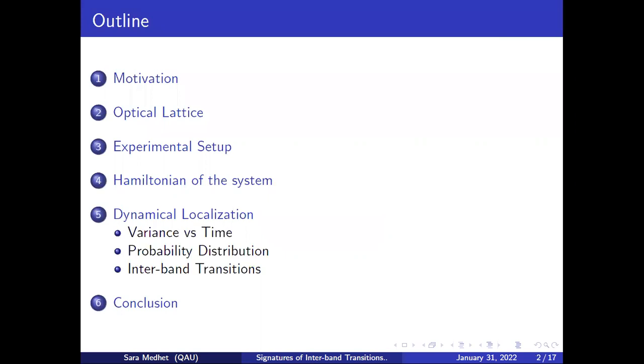Here is the outline of my presentation. First of all, I'm going to give a brief description of the main motivation behind choosing this topic, then move on to what an optical lattice is, then explain the experimental setup of our system and the governing Hamiltonian, then explain dynamical localization using the results obtained, and in the end, I would like to conclude my presentation.